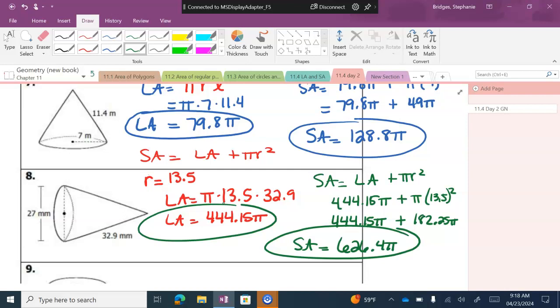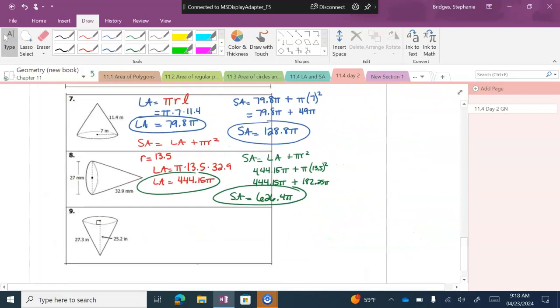Okay. Your formulas are on your sheet. If you forget them, they're on your notes in the front side. Our test on this stuff is next Thursday.